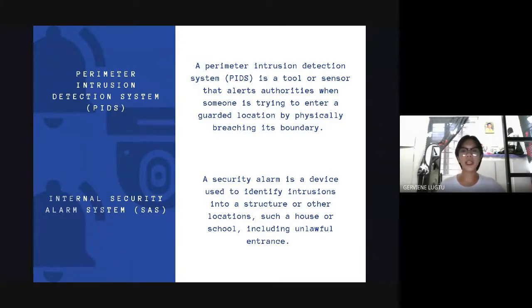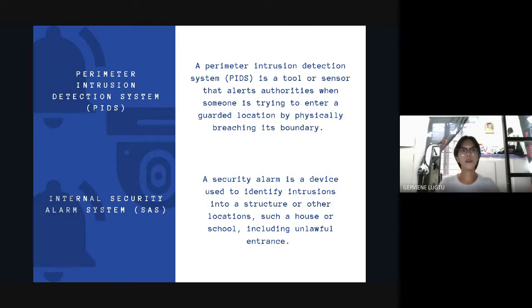Internal security alarm system. The word itself, internal, inside area naman siya. A security alarm is a device used to identify intrusions into a structure or other locations such as a house or school, including unlawful entrance. Security alarms are employed in military, commercial, industrial, and residential buildings to deter theft and property damage as well as to protect occupants from intruders.